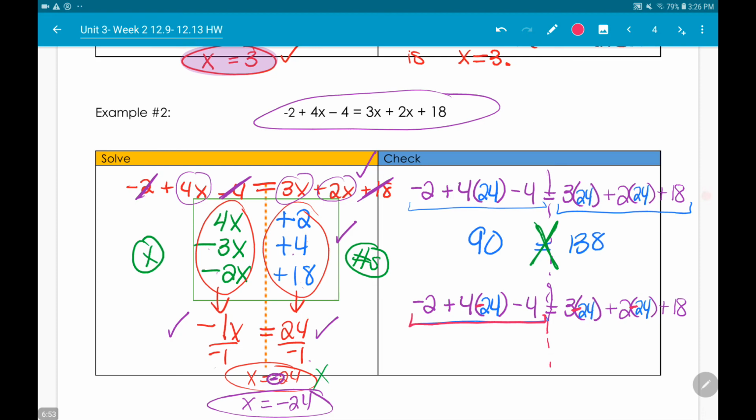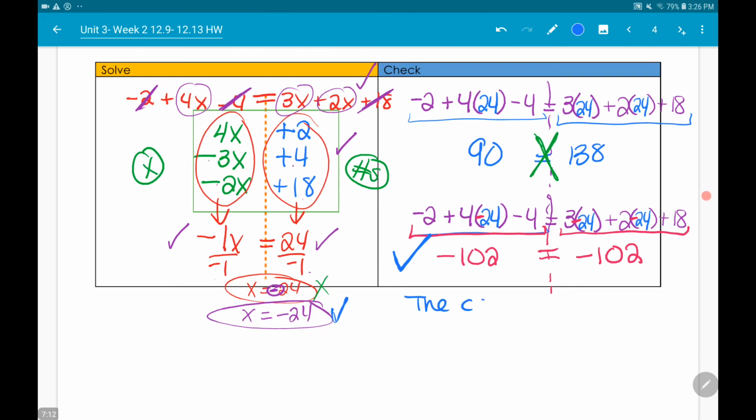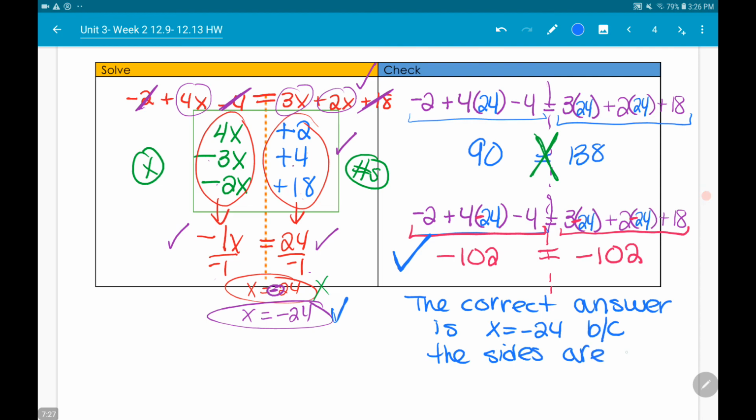All right, so I went ahead and plugged in my left side into my calculator. I got -102. And I'm going to do the same thing for my right side, and I also get -102. These are balanced, so that means my answer is correct. So the correct answer is -24, because the sides are balanced.